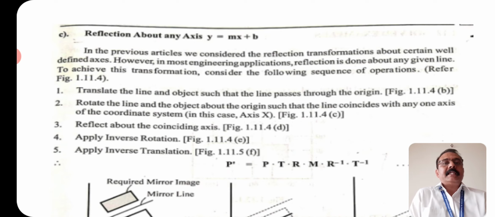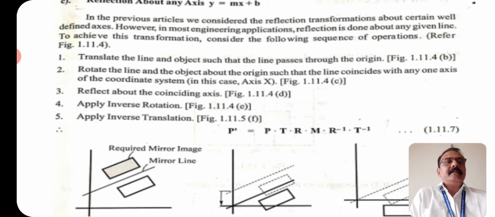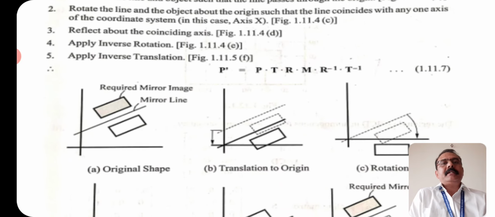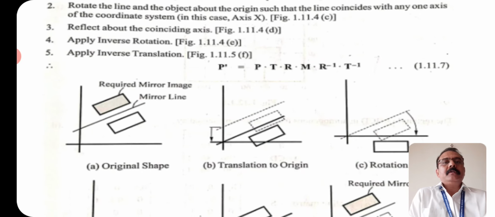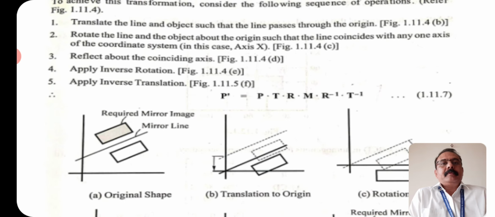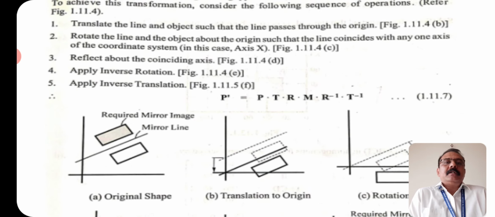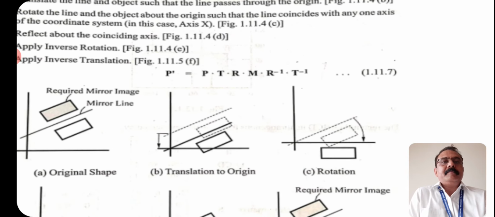Again, to achieve the transformation, we have to follow a certain sequence of operations. First, translate the line and object such that the line passes through the origin. Figure A shows the original shape of the object. A rectangle is given. Now it is to be reflected. The first step is to translate the line and object such that the line passes through the origin, which is shown in figure B. That is, the first transformation is translation. The result is shown in figure B.